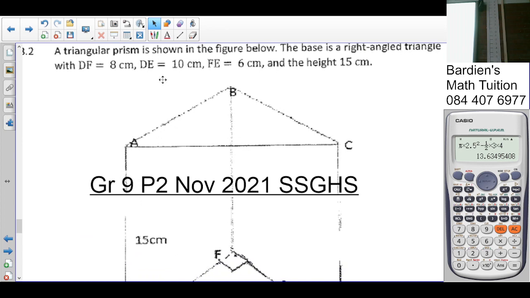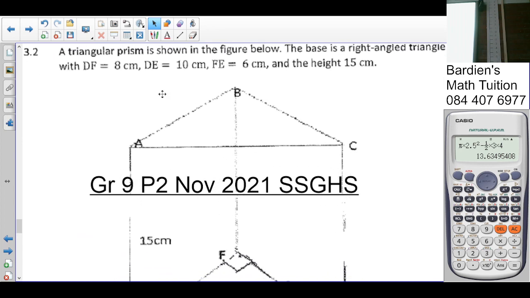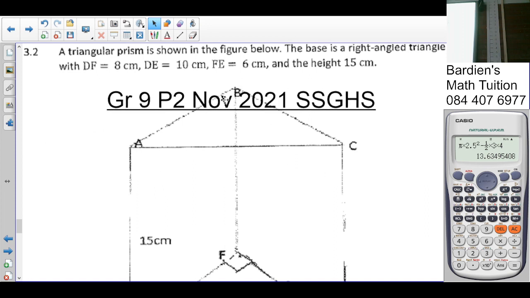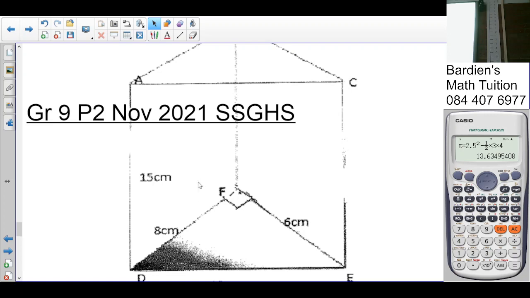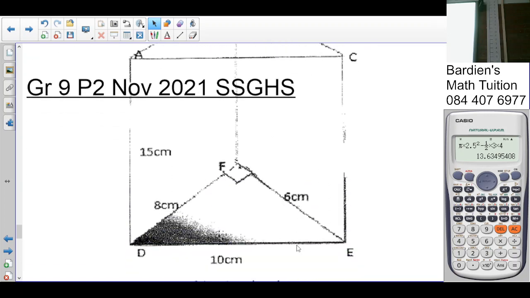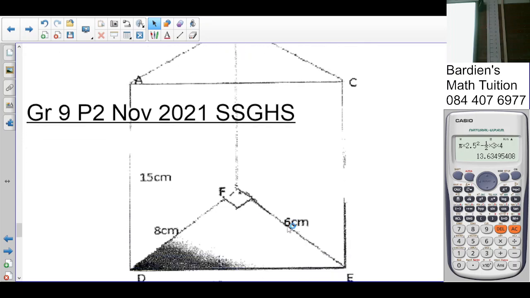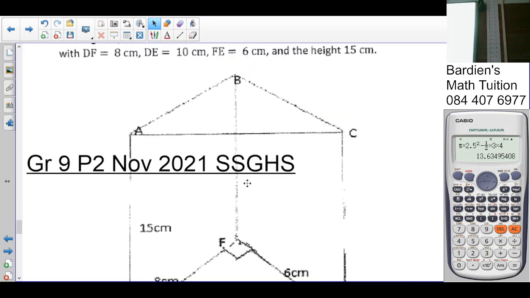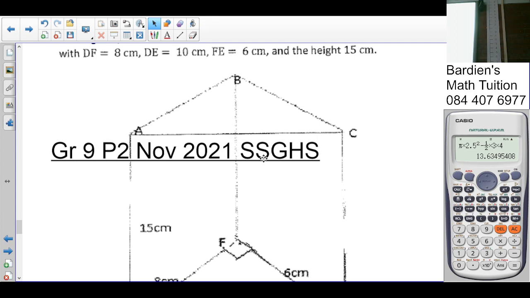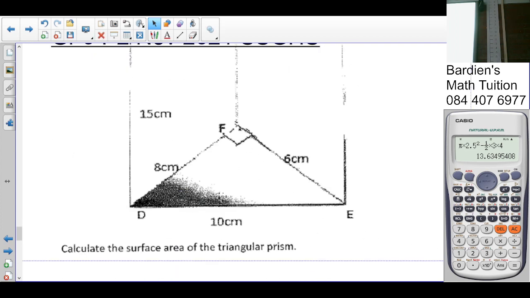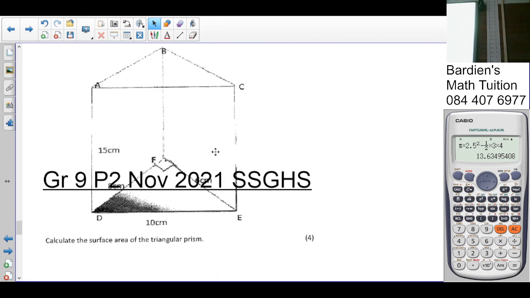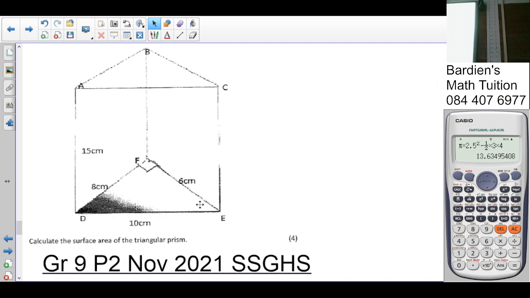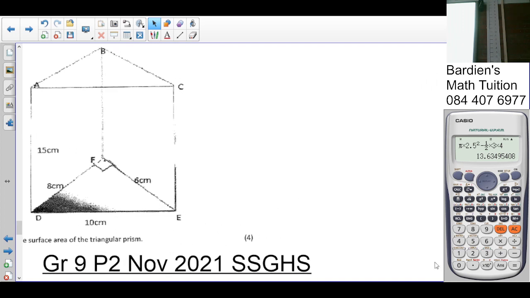In question 3.2 we are told that a triangular prism is shown in the figure below. The base is a right angle triangle with DF 8 centimeters, DE 10 centimeters, and FE 6 centimeters. The height is 15 centimeters. Okay, I'm just going to minimize this here. The question says calculate the surface area of this triangular prism, and this is question 3.2.